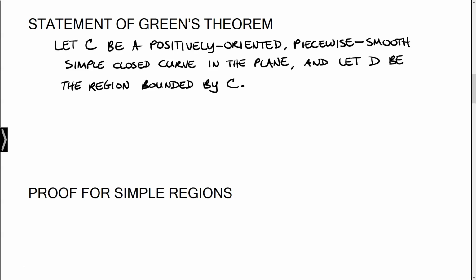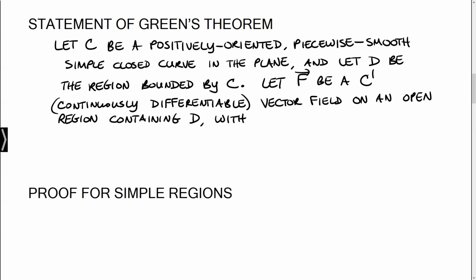Now, our vector field needs to be continuously differentiable on an open region containing D. So it has to be continuously differentiable, not just in the interior of the curve and on the curve, but just a little bit beyond it. And if you don't remember what continuously differentiable means, it means that all the first partial derivatives exist and are themselves continuous. And so a shorthand for continuously differentiable is C1, so a C1 vector field.